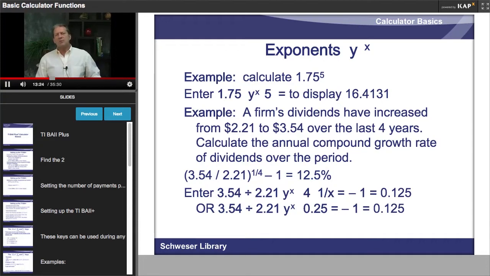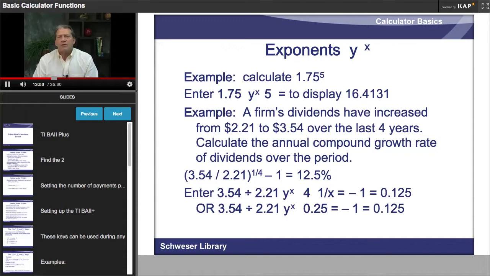So here's an example of how we might use that. The example here says a firm's dividends have increased from $2.21 to $3.54 over the last 4 years. Calculate the annual compound growth rate of dividends over the period. Well, first, if we've got 4 periods of growth, then we're going to use the 1/4 power here. We're going to take the 4th root.